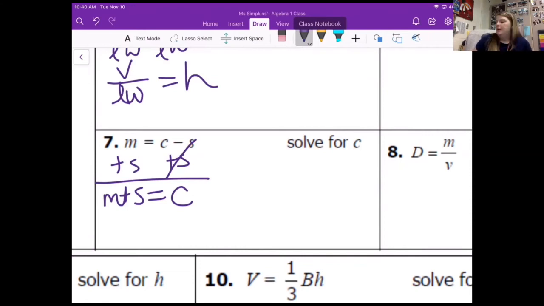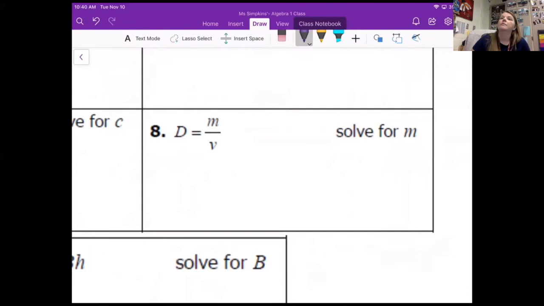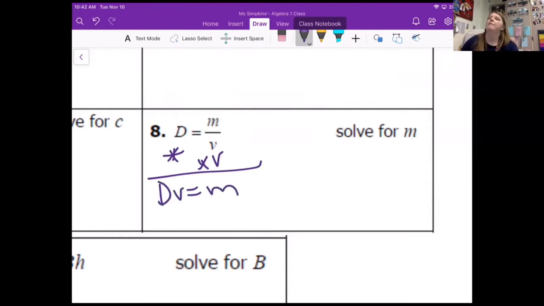Sure. Do you know what formula number 8 is? Yeah. There you go. Density equals mass divided by, is it velocity? I think it's velocity. Yeah, it's velocity. No, hold on. It might be volume. No, he's right. It's volume. And you're solving for mass. So density, you should have multiplied by volume because volume is being divided. So dV equals M, or if you did V first, then D, it doesn't matter.